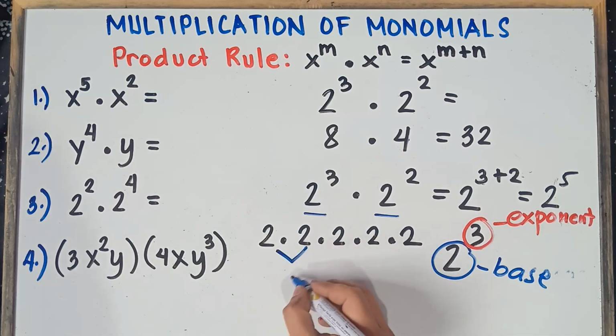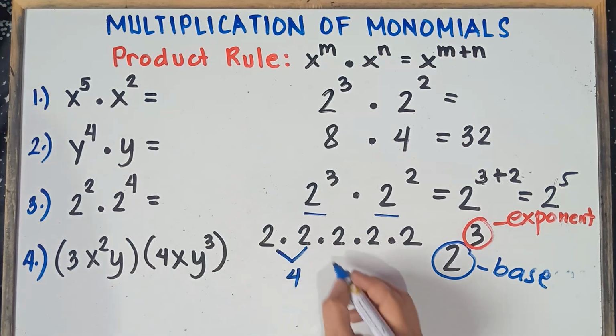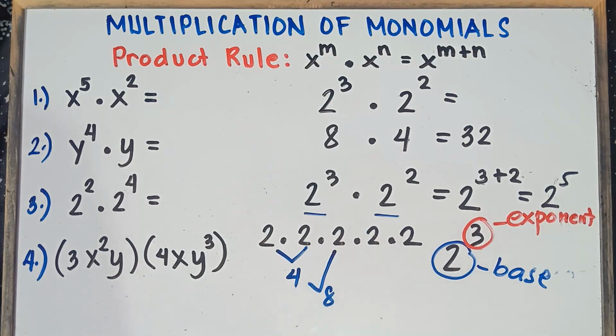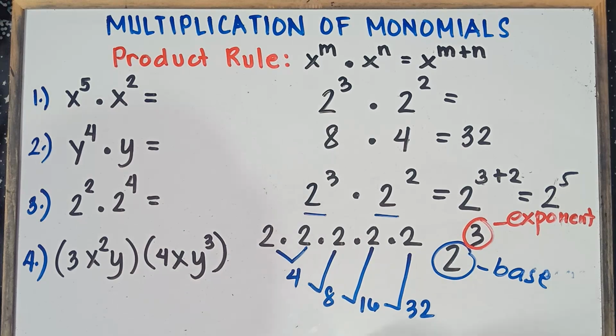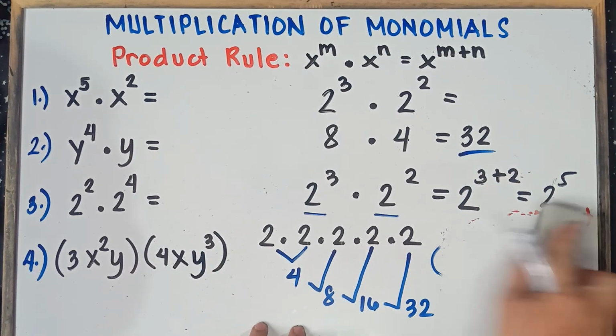Alright, 2 times 2, that would be 4. And then 4 times 2, that would be 8. You do it step by step. 8 times 2, that would be 16. And then 16 times 2, that would be 32. Then you will have the same answer, class, that would be 32. So same answer for this one.